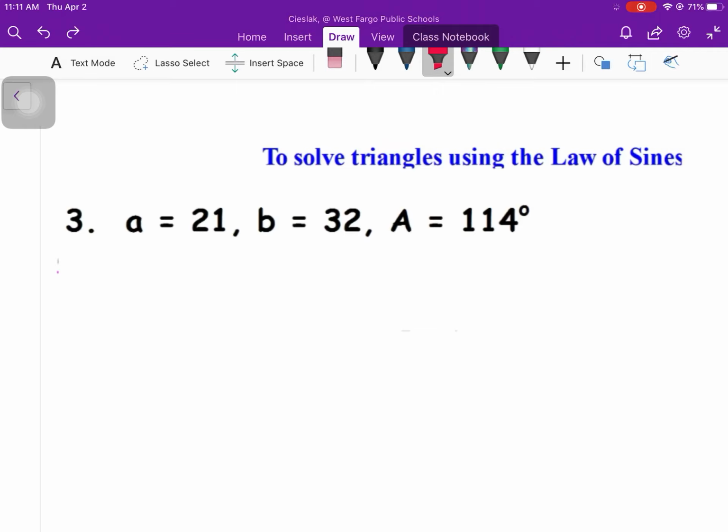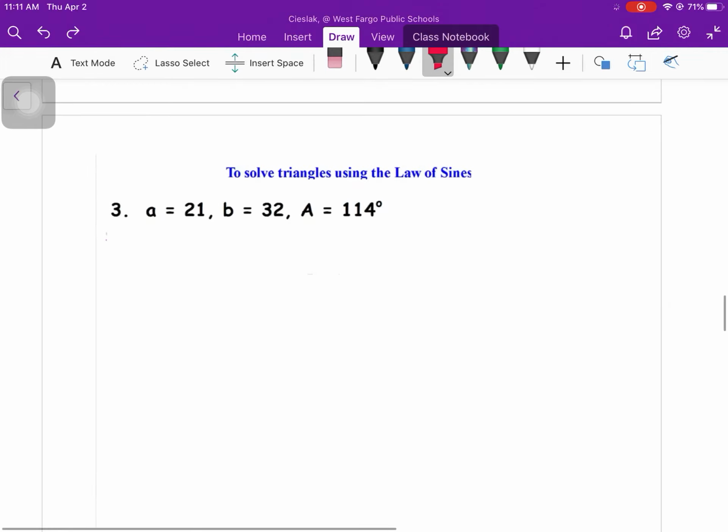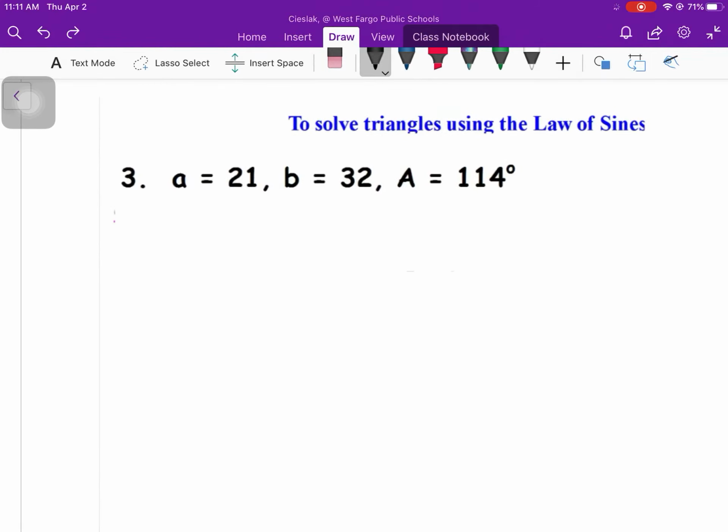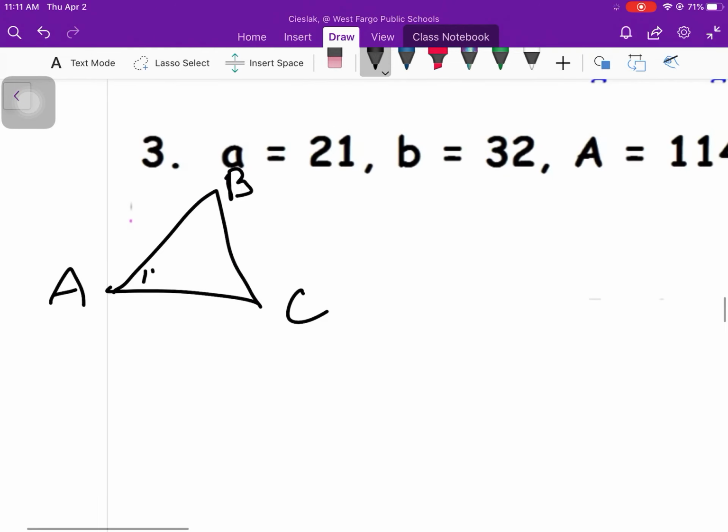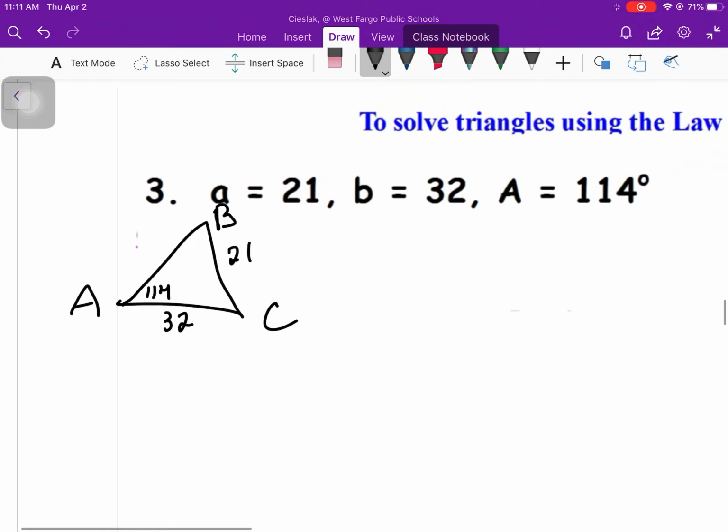Okay, that was a doozy. Let's try another one. Number 3, we've got a triangle, technically you could pick whatever letters you want here. We'll just do ABC. So A, B, C. I know what A is, 114, B is 32, and A is 21.